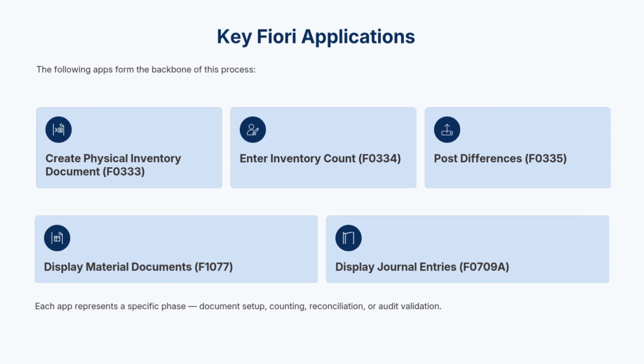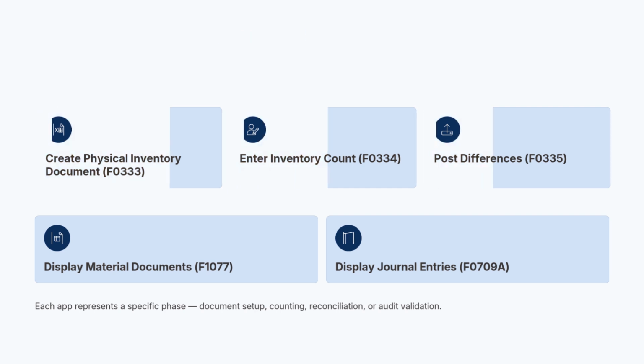SAP S/4HANA Cloud simplifies physical inventory management through intuitive Fiori apps. We'll use Create Physical Inventory Document F0333 to initiate counts, enter inventory count F0334 to capture quantities, and post differences F0335 to finalize adjustments. Verification and reconciliation are done using display material documents F and display journal entries F0709A.